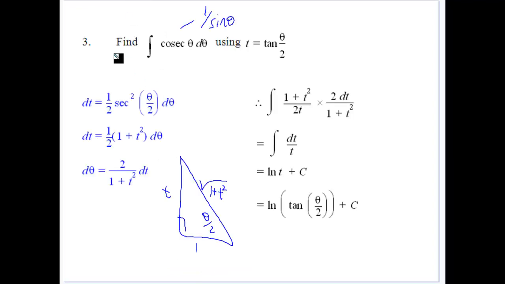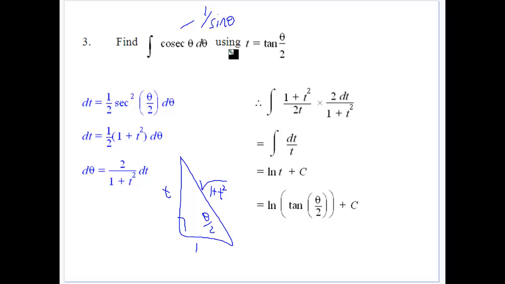This time we've got cosec theta d theta, and we want to do that using t equals tan of theta on 2. Well, remember cosec is 1 on sine, so again, we get d theta as 2 over 1 plus t squared dt. And so if sine is 2t on 1 plus t squared, then we can put cosec as 1 plus t squared on 2t.